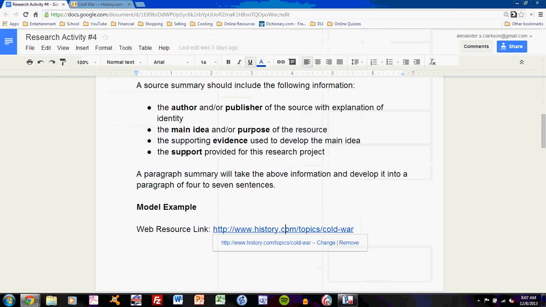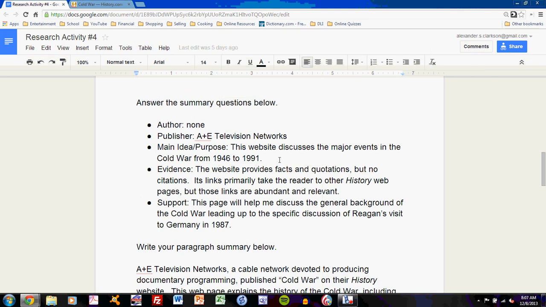So, in answering the next question, what is the main idea or purpose of the resource? I can write that this website discusses the major events in the Cold War from 1946 to 1999. This is a single sentence entry, and it simply states what the article or web page is trying to do. It's trying to inform the audience about the major events in the Cold War.